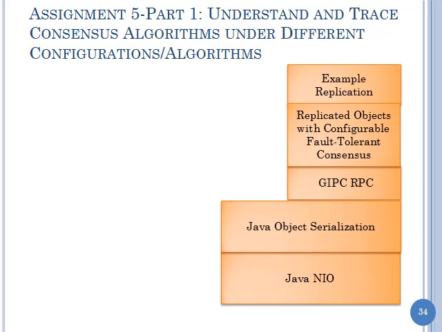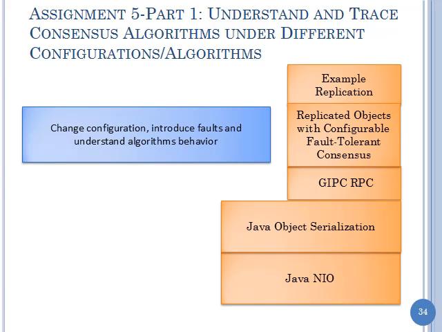That's part one. My abstraction can be configured to implement different algorithms. So this is a configurable one, and you will learn how to configure it and use the algorithms and see what happens. And when you're talking about fault tolerance, I mean running fault tolerant, introducing faults and seeing what happens with faults, that's quite complex. So there's a lot of learning involved here. So change configuration, introduce faults, and understand algorithm behavior. That's what you're going to do. That's part one.